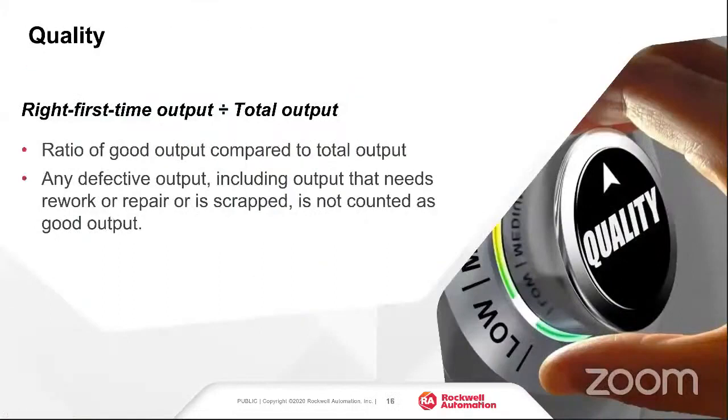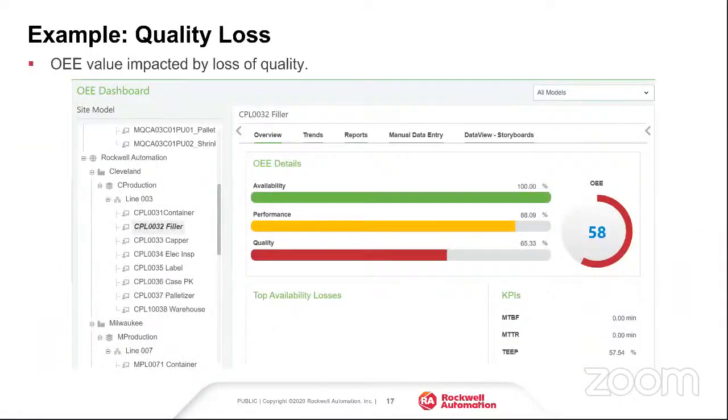On the quality side, it is the right-first-time output divided by the total output. So how many produced parts are meeting the quality spec compared to the total output? That is a simple ratio, a measure of quality. And anything that is defective, not within the quality specs, is basically either sent to rework or scrapped. It definitely impacts OEE, it has the same weightage as availability and performance.